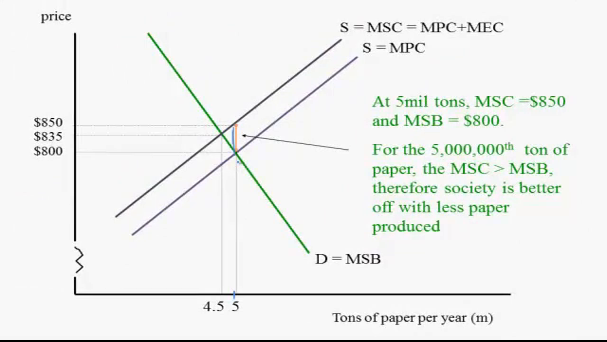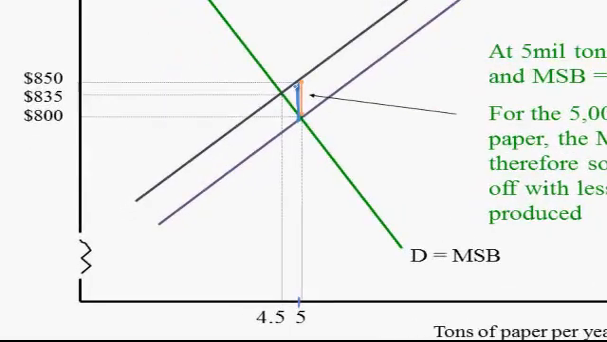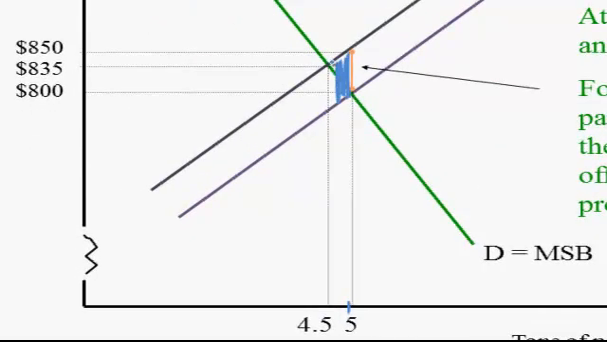So we can see this slide just shows what I was just talking about with the 5 millionth ton, noting that the 5 millionth ton is causing a negative externality, is causing deadweight loss, such that the marginal social cost is greater than the marginal social benefit by $50. Now, if we look at the 4,999,000th ton, that ton is also producing $50 of damages, and we can see that right here. And we could talk about the 4,999,998th ton, and so on.